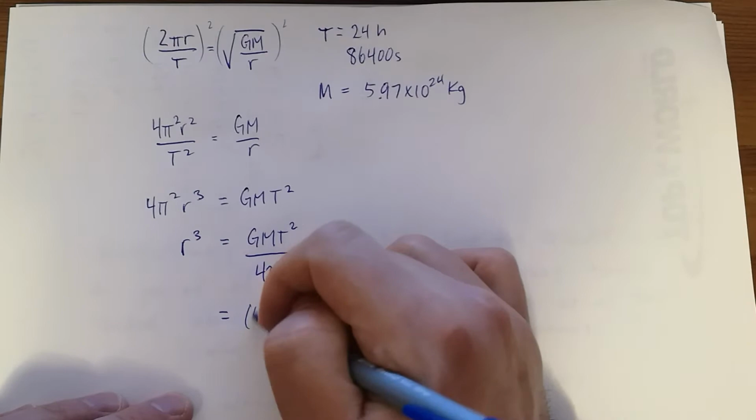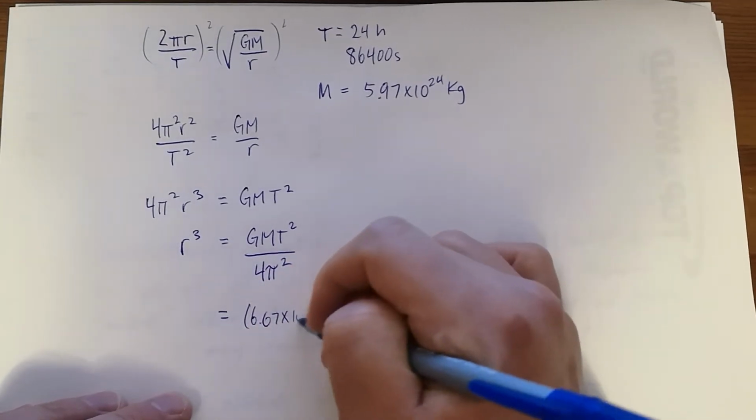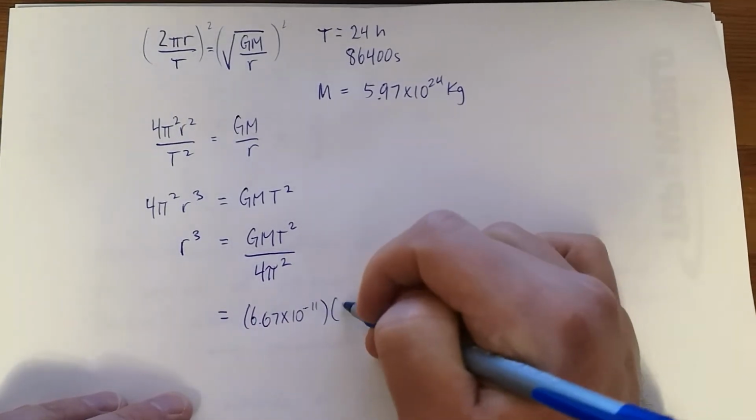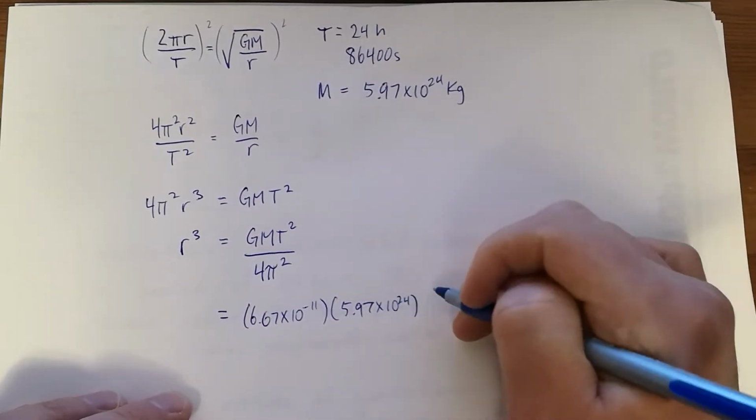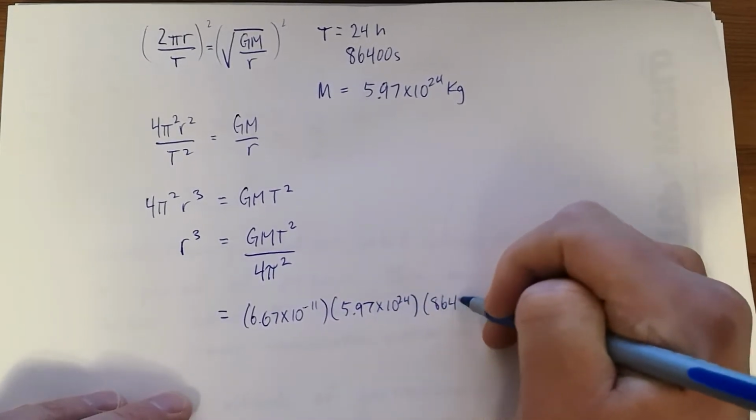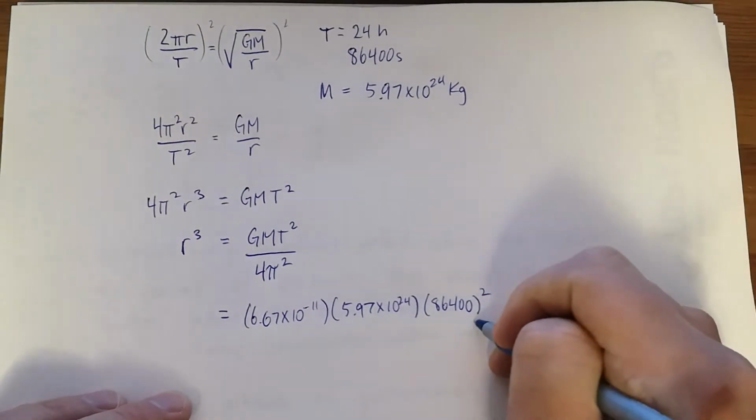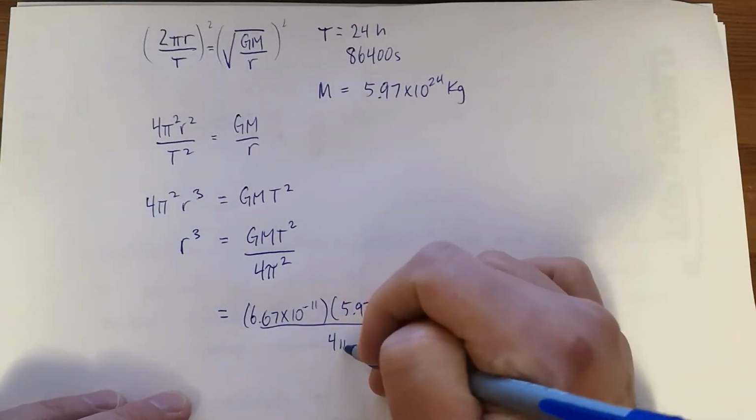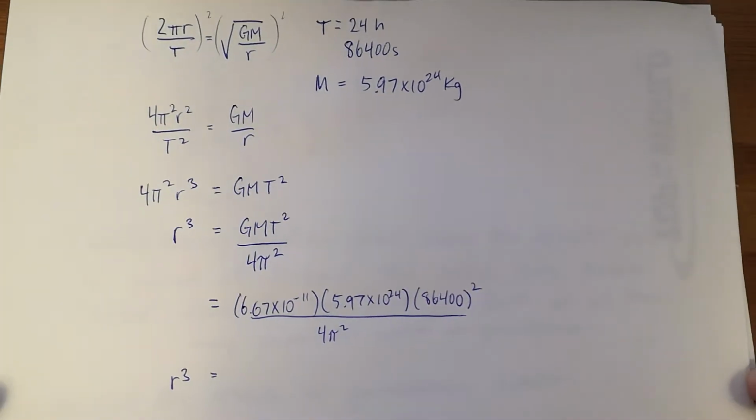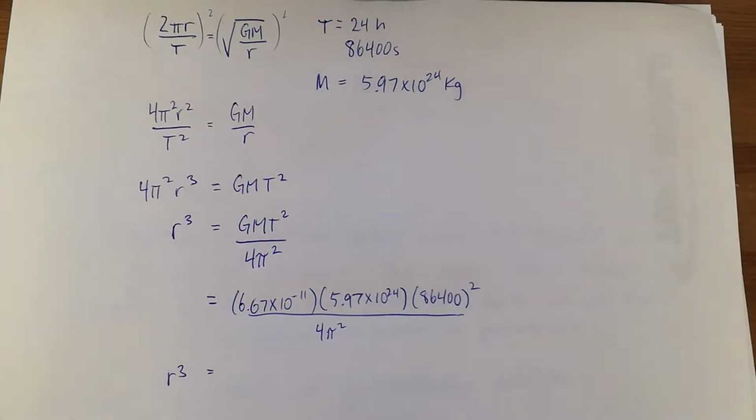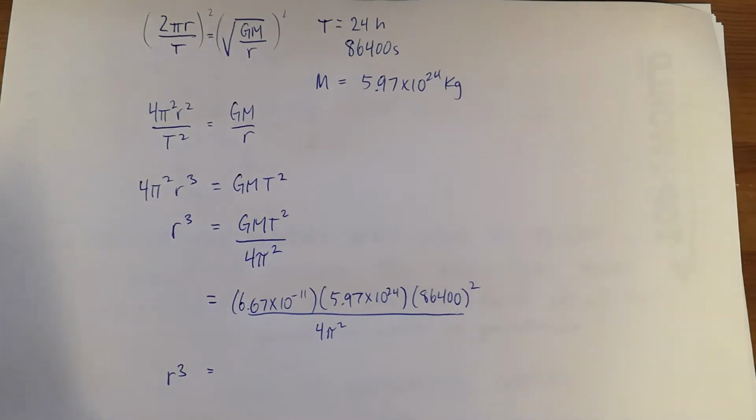So now let's go ahead, pop our numbers in. There's Newton's gravitational constant, mass of the Earth, period, which we've written up at the top there, it gets squared, all over 4 pi squared. Okay, and just a reminder that what you get there is going to be r cubed. Okay, so I'm going to go through, get a number for you.